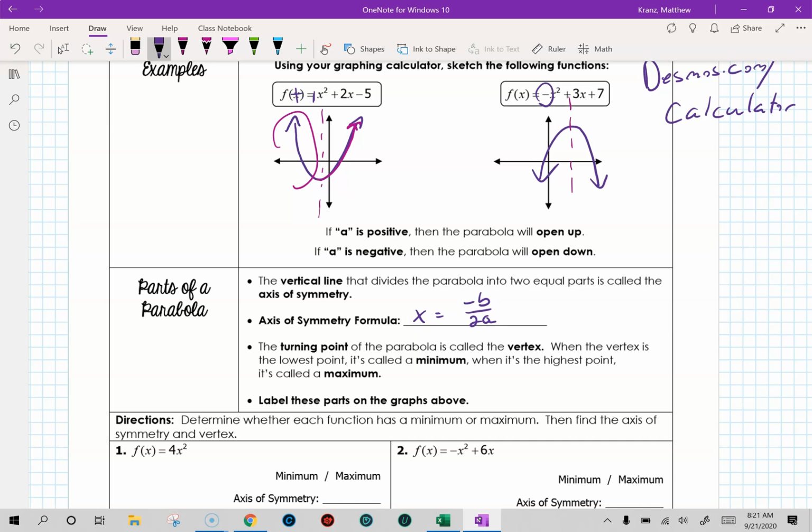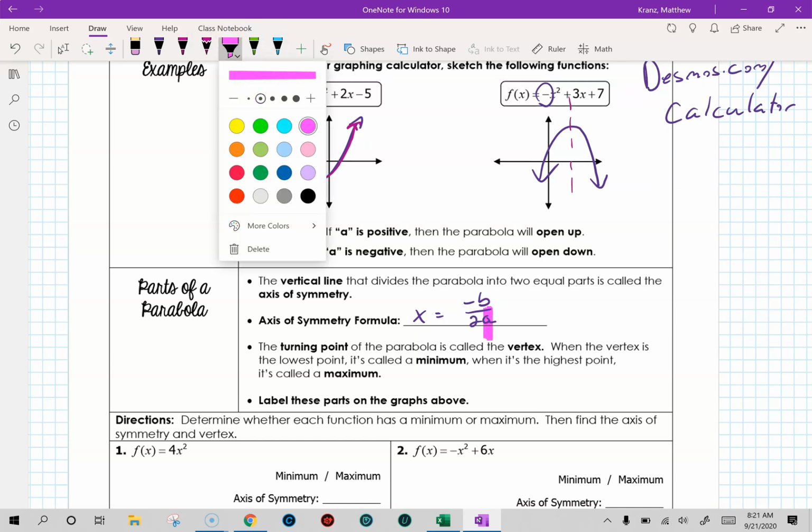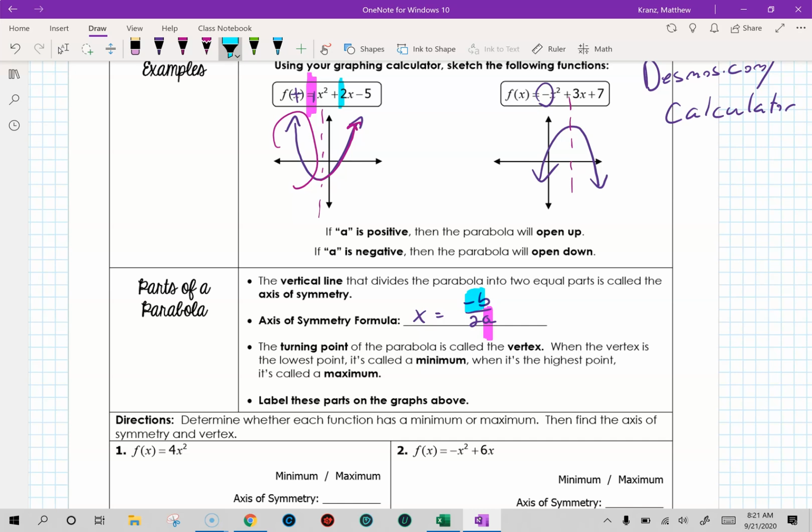Remember, if we're going to color coordinate this, this is our a, and this is our b. Since it's +2, this would be -2. So if we use it for this one, this would be -2 over 2 times 1. So you have -2 over 2, which is just -1. That's the x coordinate. On this one right here it was -1. That tells you where your axis of symmetry is: x equals -1.